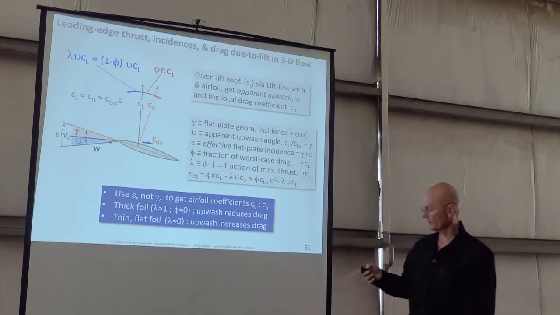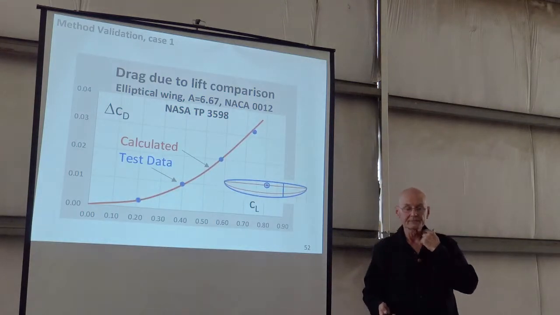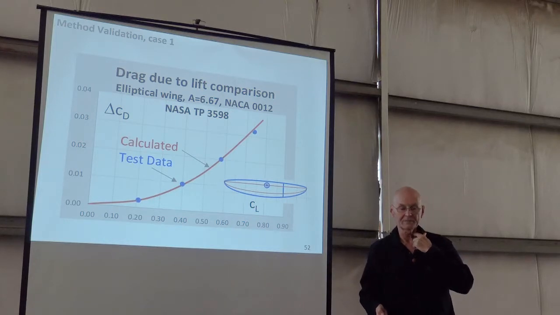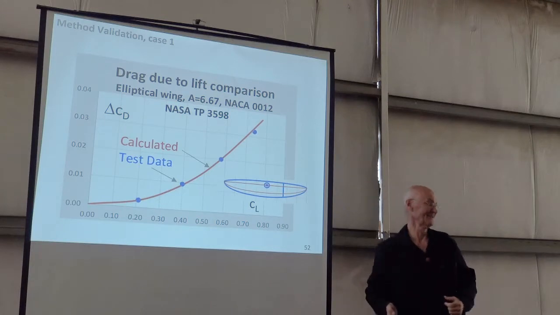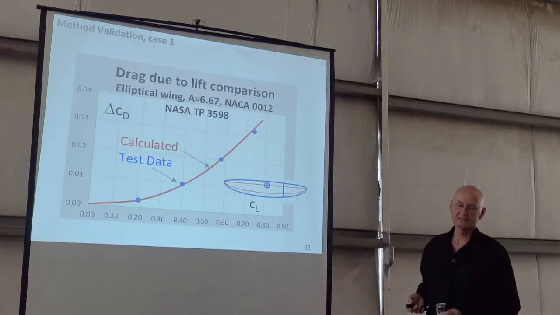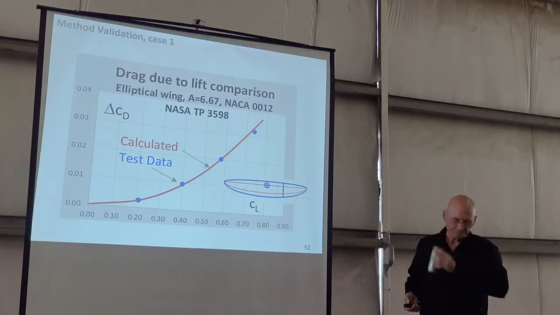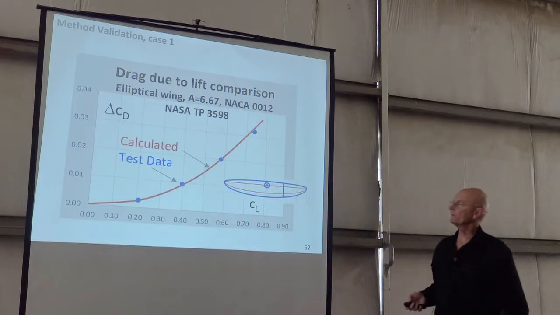And here's our first example, testing the method, and this is our induced drag for an elliptical wing. And I promise I did not massage the data. I was very delighted to see this level of agreement. We won't see this level on the next few charts. Not as good, but I was taken aback by how good the agreement was with this method. We tested it for an elliptical wing.